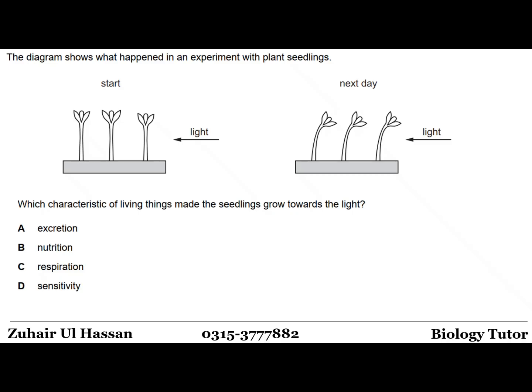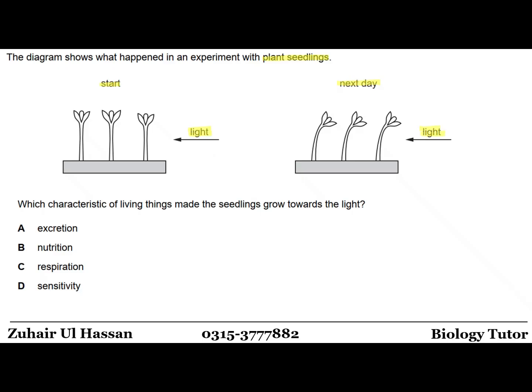Another type of question is where you will be provided with different diagrams and images, and you will be asked to identify the characteristics shown by the organism in that diagram. For example, in this question there is a plant seedling and two diagrams. One diagram shows the seedling at the start, and the other shows the seedling on the next day of that experiment.